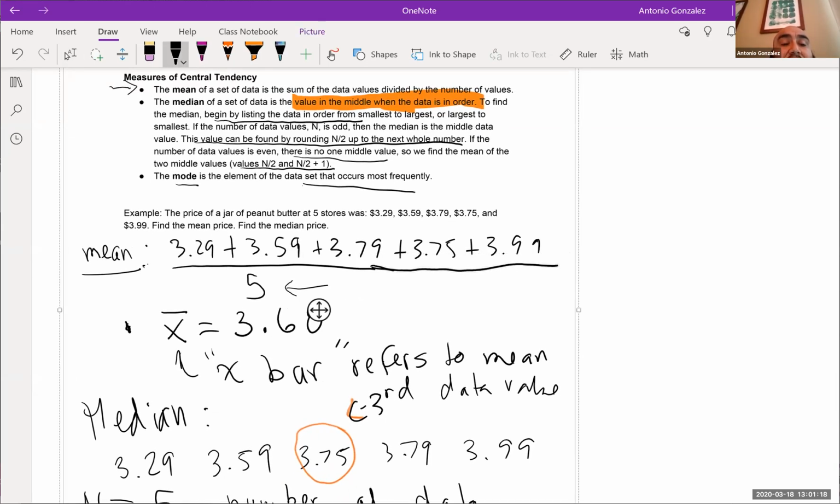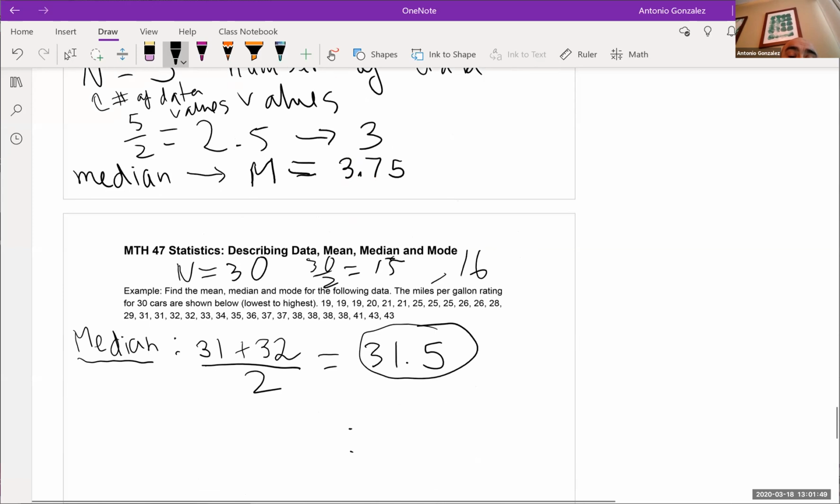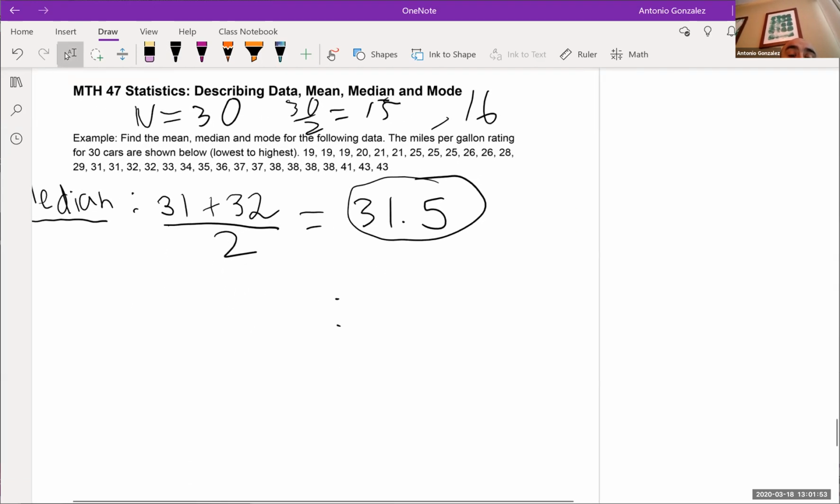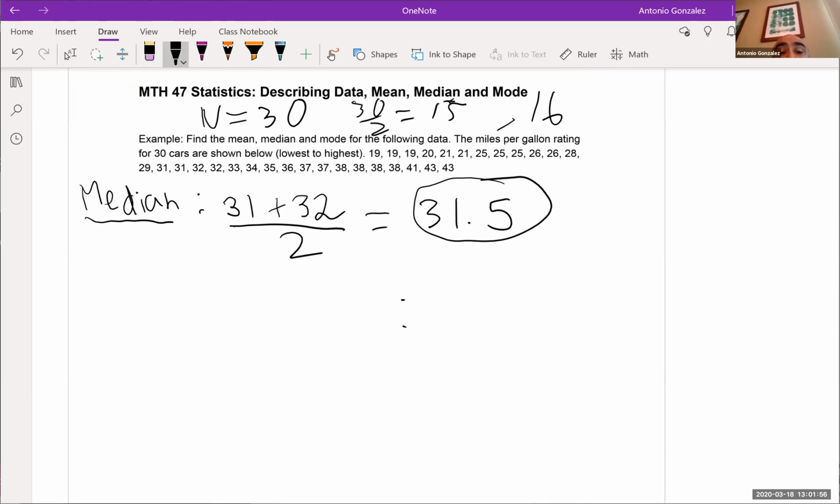If the number of data values is even, so that's the case that we're in, then there is no one middle value. So we find the mean of the two middle values, which can be found like this. Now again, this is only telling you position. You take n divided by 2, and then you look at the next one, the one on the right. So how does that fit into our example here? There are 30 data values, so I take half of it, divide by 2. That gives me 15, but since it's even, I'm going to look at the 15th and the 16th data value.